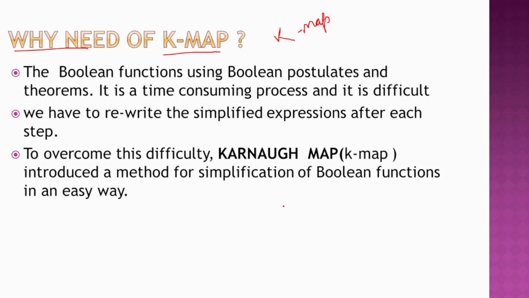If we use the Boolean function to reduce our given equation, it will take too many steps. But if you use the K-map to reduce our expression, it is a very easy method. If you use the Boolean theorems and laws, you need to reduce the expression step after step. To overcome these difficulties, the Karnaugh map was introduced. It is a simplification of the Boolean function in an easier way.